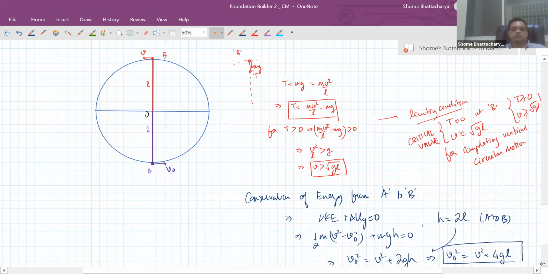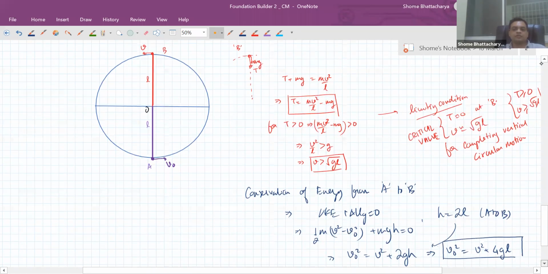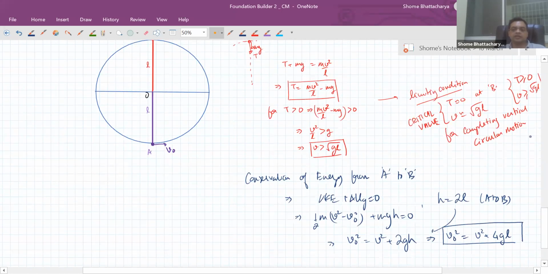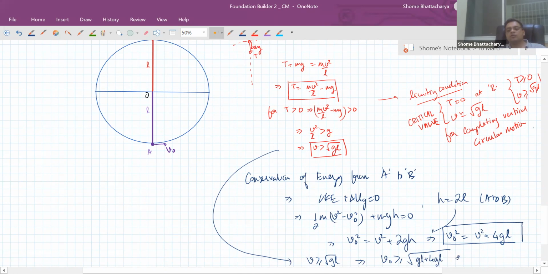Now when we combine these two, for the tension to be non-zero at the highest point, v should be greater than equal to root gL. Okay, so critical condition comes from here. So v should be greater than just about equal to root gL. So therefore v naught should be greater than equal to root of gL plus 4gL, or v naught should be greater than equal to root 5gL. This becomes our critical condition.